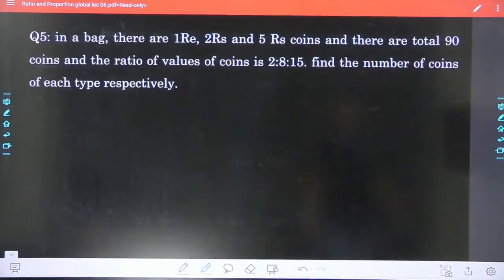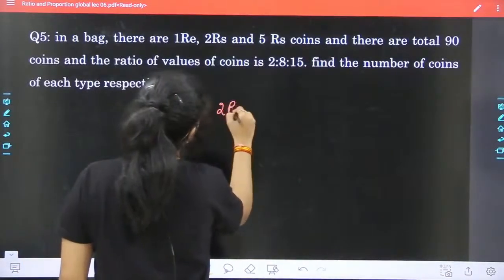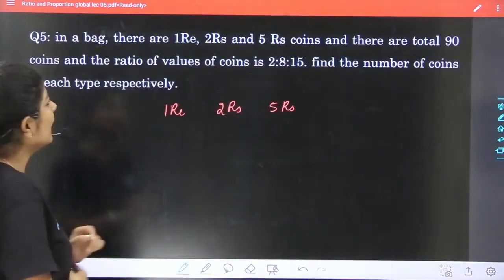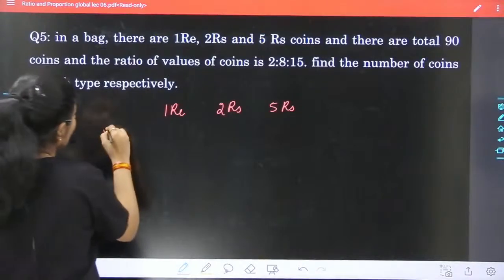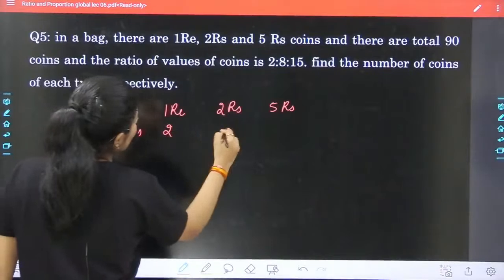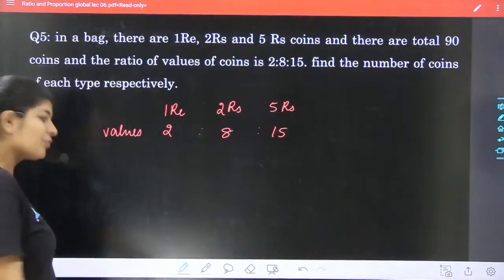What is the correct answer of this question? Very good, Charm. Let's see. Okay. This time again I am having 1 rupee, 2 rupees, and 5 rupees coins. But this time I am having the ratio of values of these coins, which is 2, 8 and 15. That means 2:8:15.